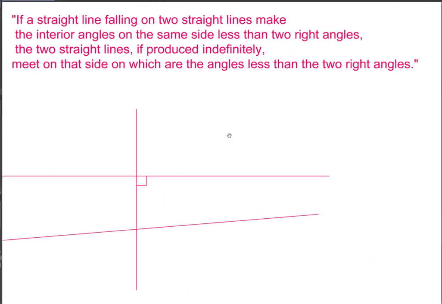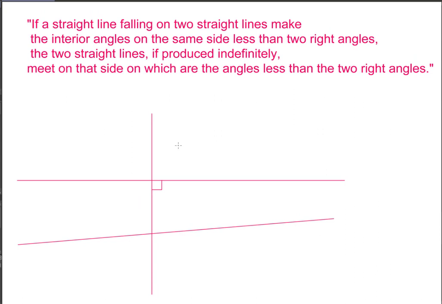Essentially what he's saying is this: if you have a straight line, let's say this line here, that falls on two other straight lines. Let's call this line U, and this line P, and this line we'll call T for transversal. This is called a transversal, and this transversal is falling on two other straight lines. The postulate says if the interior angles on the same side of the transversal are less than two right angles.